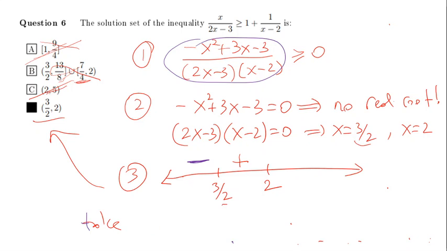Because the interval was a little narrow, it requires some detailed work here. But if you go with the choices, it's obvious. This is when you got 3 over 2 and 2, and you have this one, and we don't have any other roots here, so you can directly go with D.